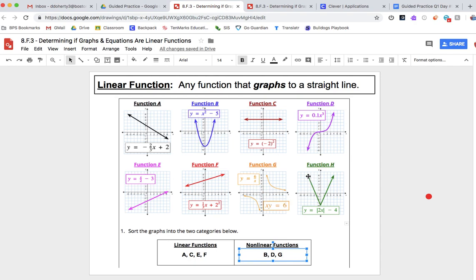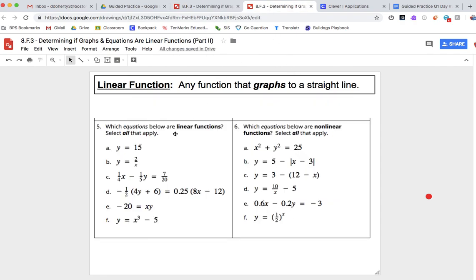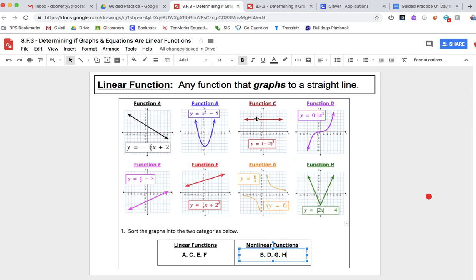The last one, a little tricky, function H. It looks like it's comprised of two rays, two points that start here and go off in one direction. But because those two rays are changing direction, a negative slope into a positive slope, function H would also be nonlinear. The trickier question is if they ask us to determine which functions are linear or nonlinear and they provide equations without the graphs. We have to understand what's going on in these equations to be able to determine if they would make linear graphs like A and C and E, or if they'd make nonlinear graphs like we saw with B and D and G as examples.